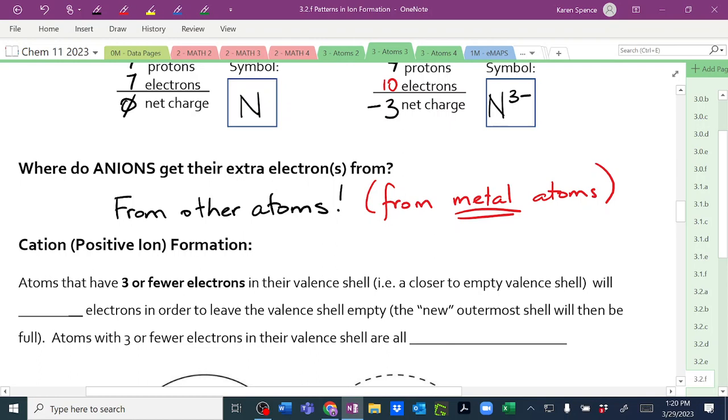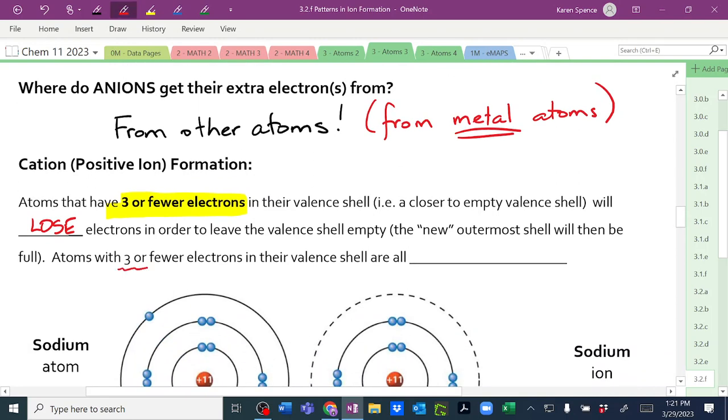Now we're going to look at cation formation. And this is when we have 3 or fewer electrons. Those are in our metals. In other words, we are closer to empty than full. If we have 3 electrons, we could either add 5, that's too much, right? Or we can just take away 3 and empty out the shell. So those are going to lose electrons in order to leave the valence shell empty, and the new outermost shell will now be full. Atoms with 3 or fewer electrons are all metals.